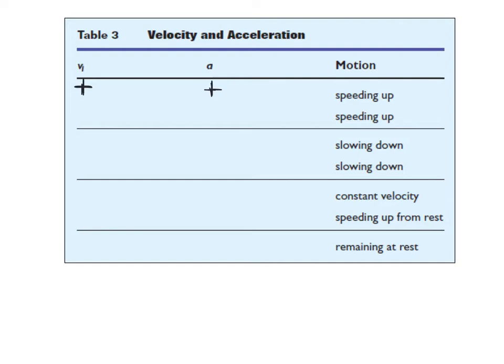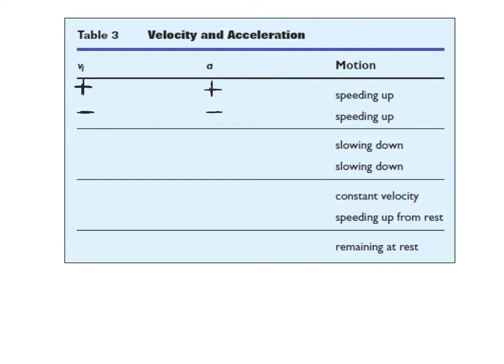Now, what if I'm moving with a negative velocity? I want to get faster and faster and faster. So I'm getting faster in this direction. What kind of acceleration would that be? A negative acceleration. So if your velocity is to the left or negative, and your acceleration is to the left or negative, you're technically speeding up still. But you're speeding up in the negative direction.